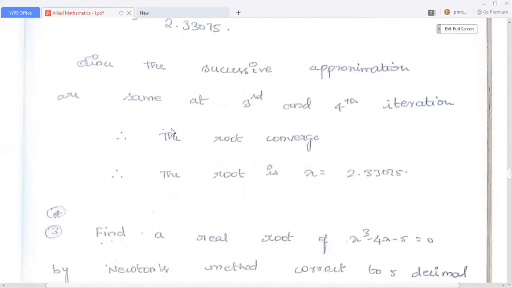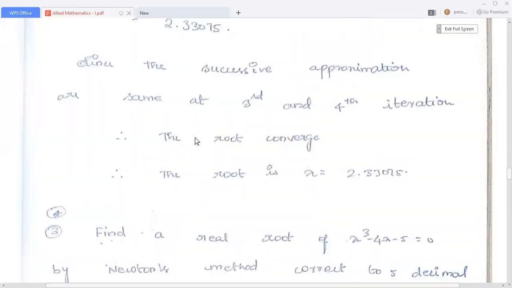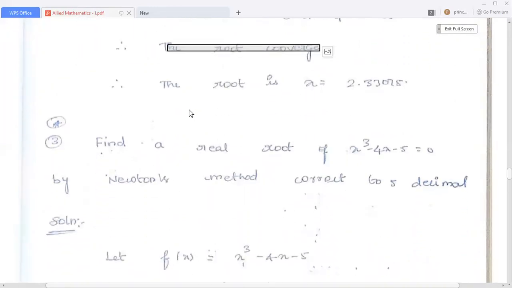Therefore, the root converges. Therefore, the root is x equal to 2.33075.